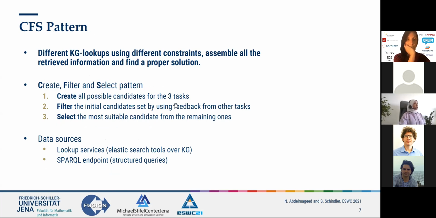For a CFS pattern, in summary, it uses knowledge graph lookups given various constraints, assembles all the retrieved information from them, and picks the final solution at the end. So it has three stages. At first, it creates all possible candidates for the three tasks. Then it filters these initial candidates by using the feedback from the others, and finally selects the most suitable candidate from the remaining ones. Here, the data sources we are currently using are the lookup services over the knowledge graph and the SPARQL endpoint.